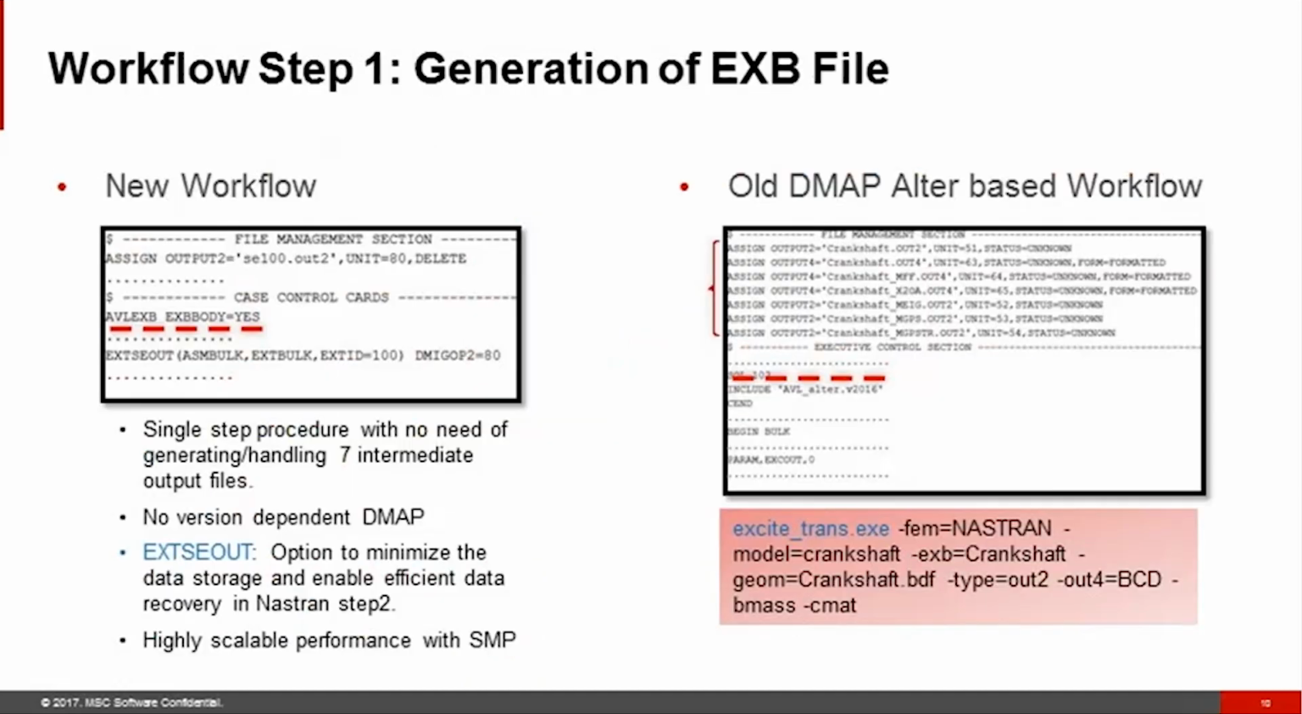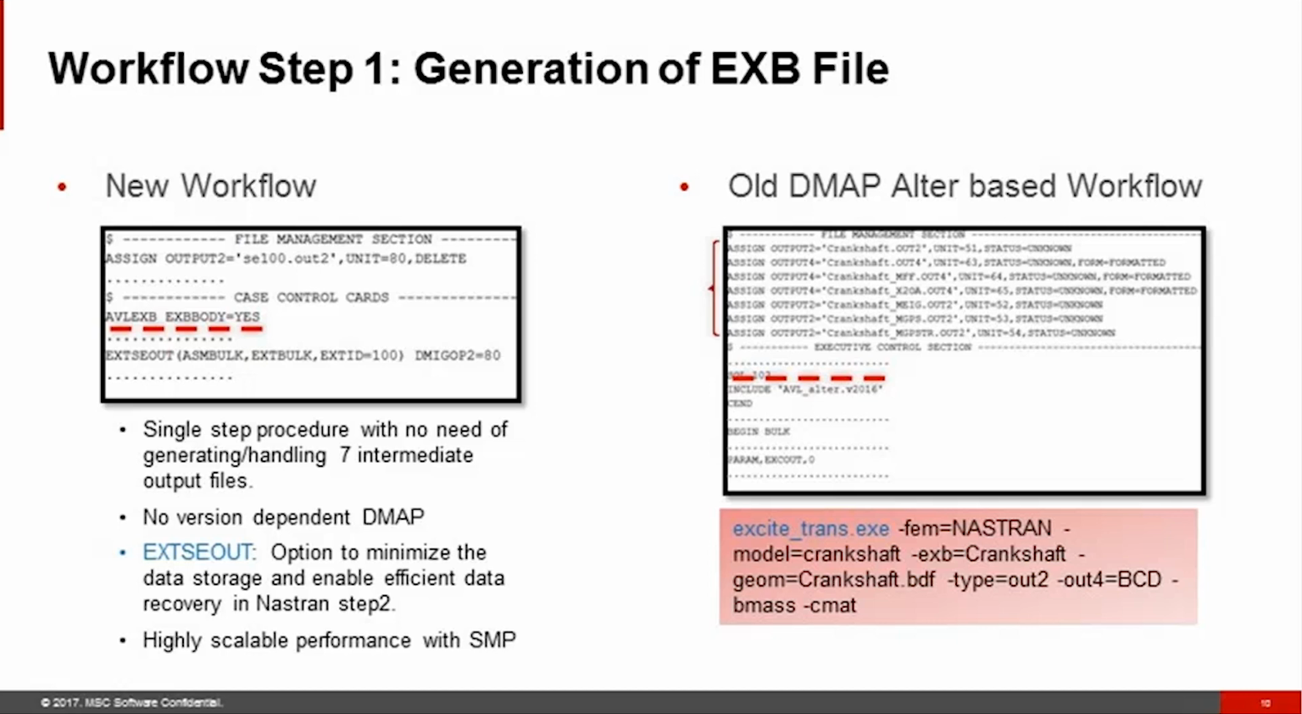So here we're comparing the two workflows, the old DMAP alter-based workflow, which you may be used to, and the new workflow shown on the left-hand side. As you'll notice on the right-hand side, in the old workflow, there's a number of ASSIGN statements because a large number of intermediate files are required. These files can generally be large in size and result in high disk usage. And then you also had to use a DMAP alter to generate the EXP file.